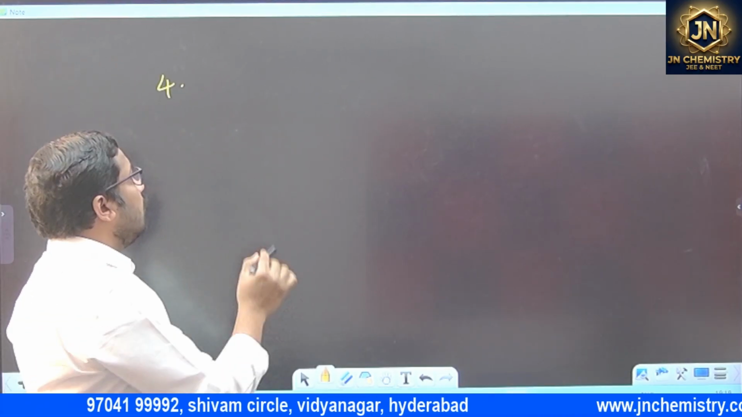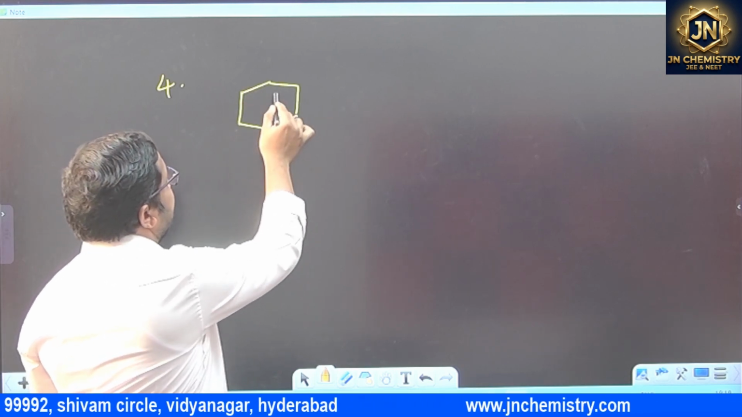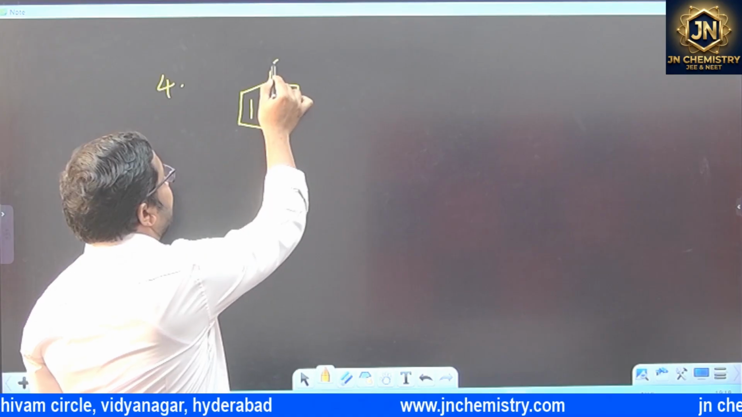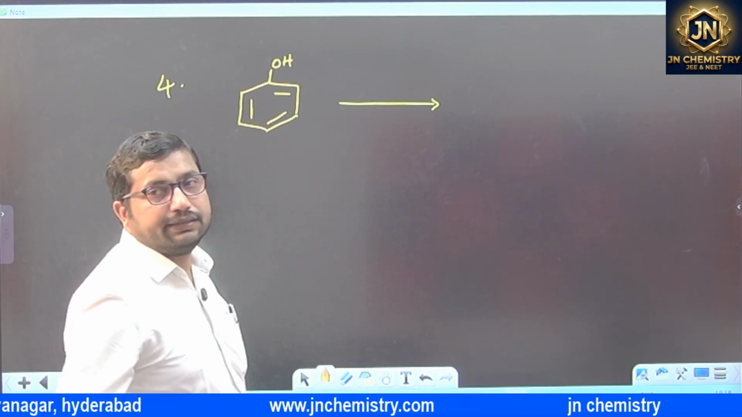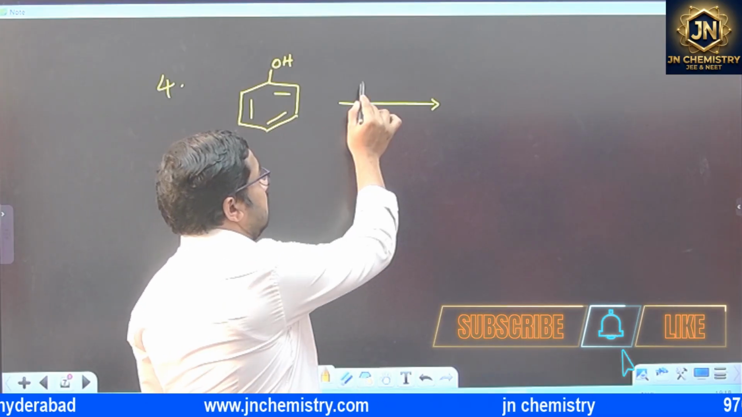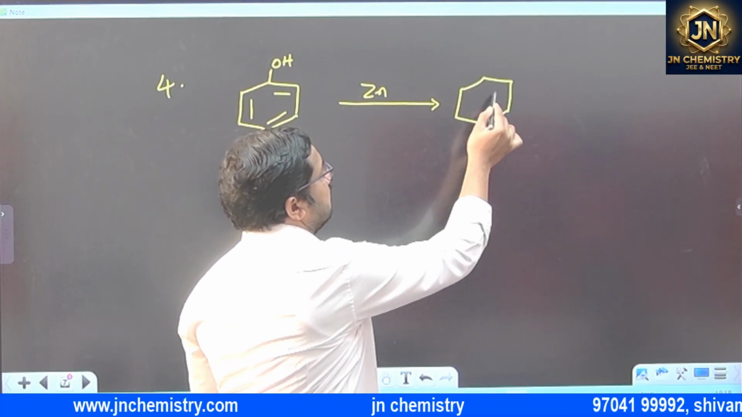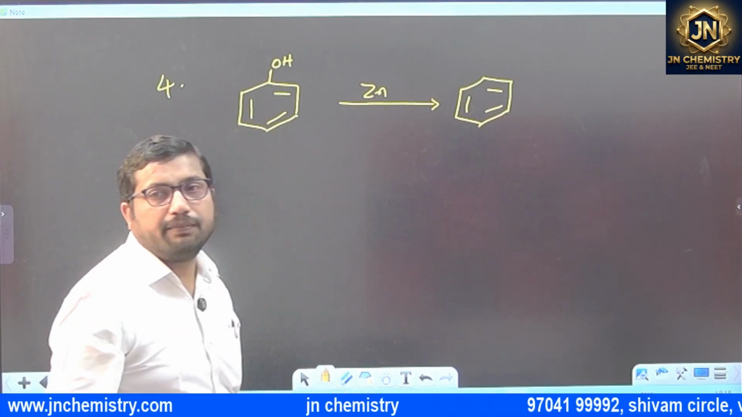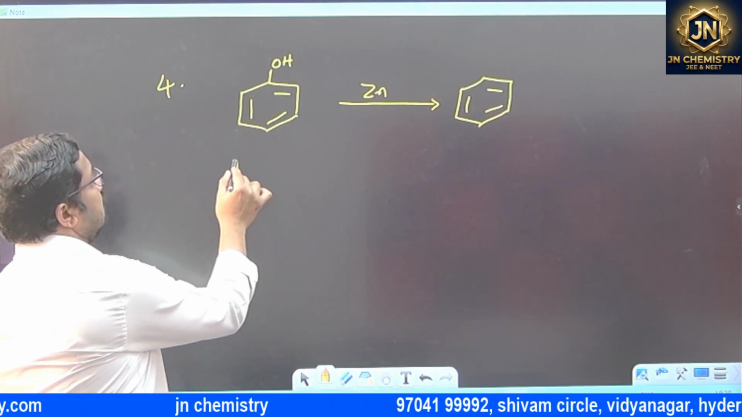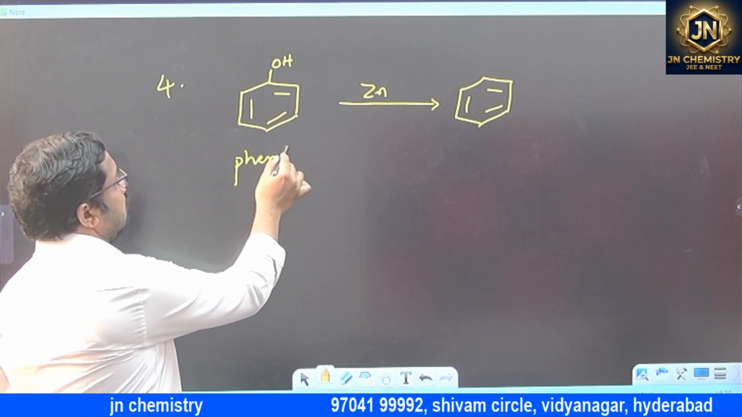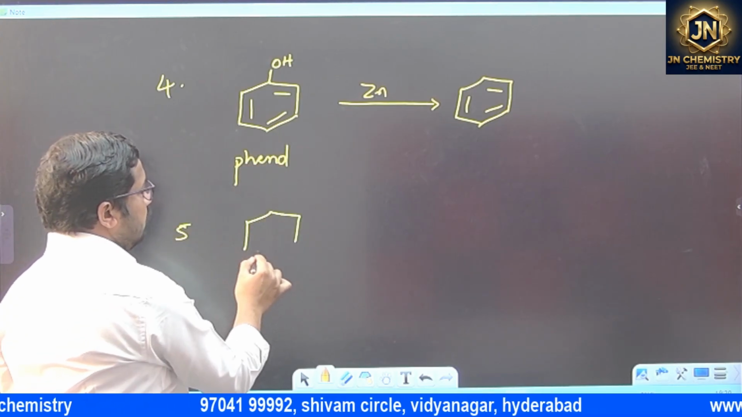Fourth one, from phenol. If you use zinc dust, you will get benzene. Next, from BDC now, benzene diazonium chloride salt.